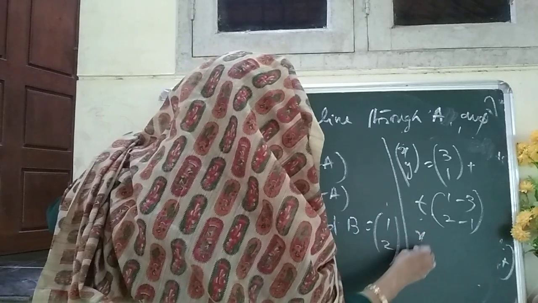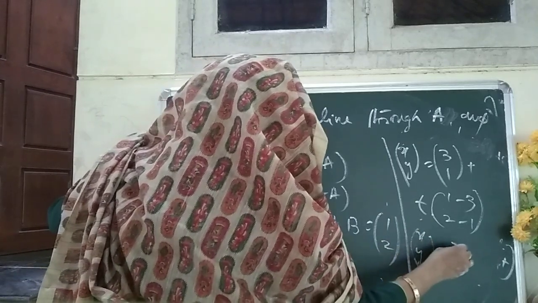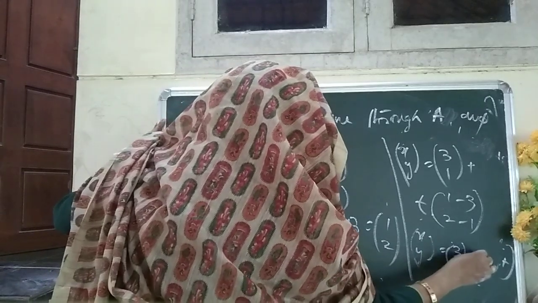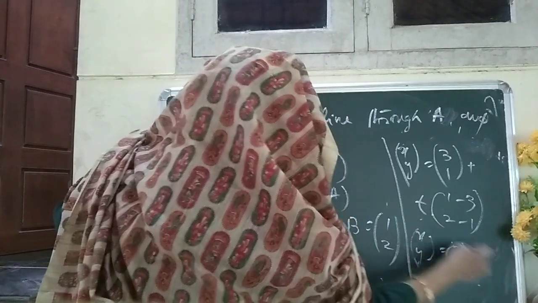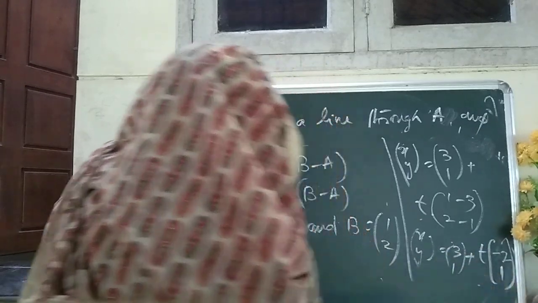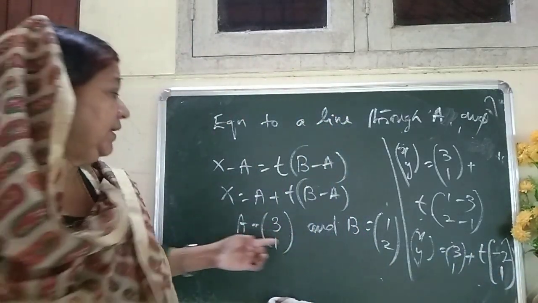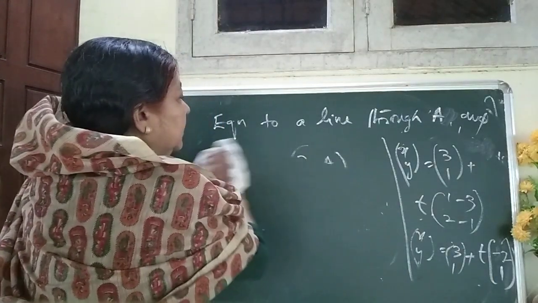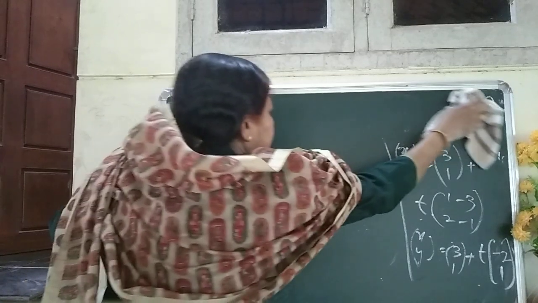It is (x, y) equal to (3, 1) plus t into (minus 2, 1). That is the equation to a line passing through A and B. Then we come on to the distance between two vectors.